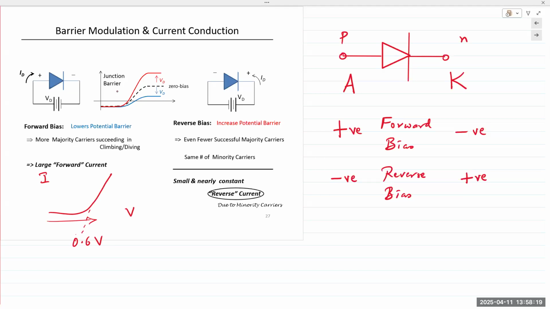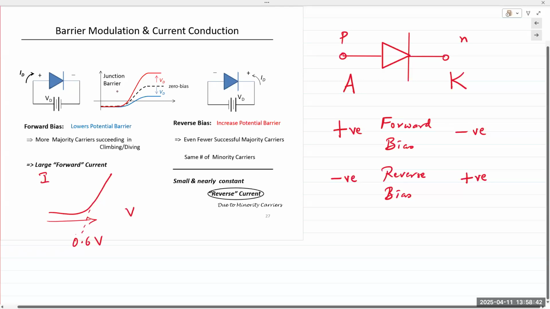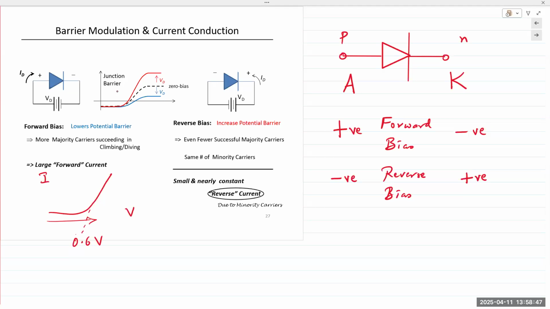In reverse bias, the exact opposite happens. The junction barrier is now increasing in width because the electrons and holes are pulled away from the junction. So the only things that flow across are the minority carriers, because they're the opposite polarity. The minority carriers are fixed in number. They are very small in number, and so the current that flows is very, very low. Typically, it's on the order of nanoamps and picoamps, 10⁻⁹ to 10⁻¹⁵, very, very small.